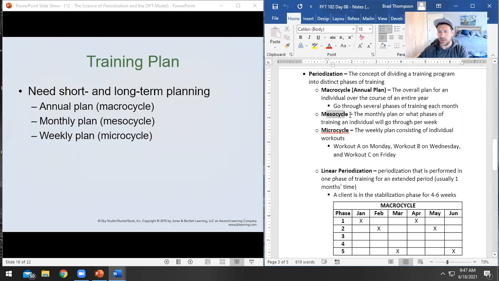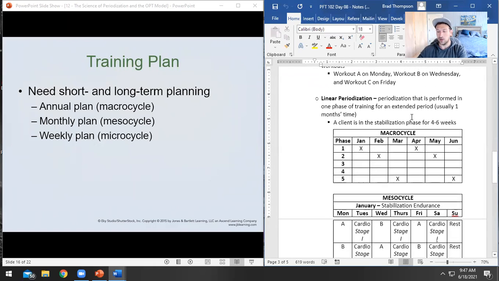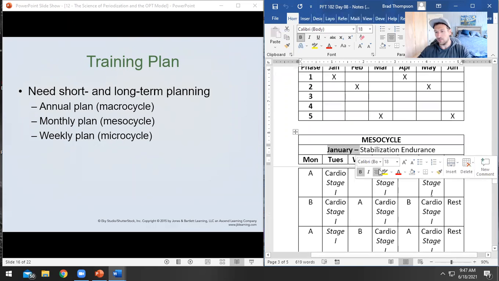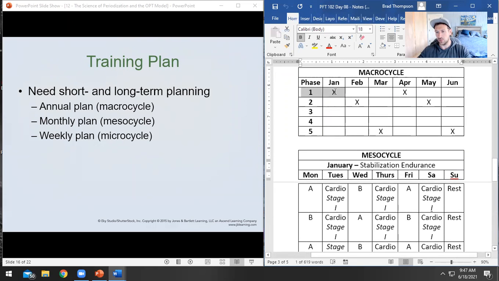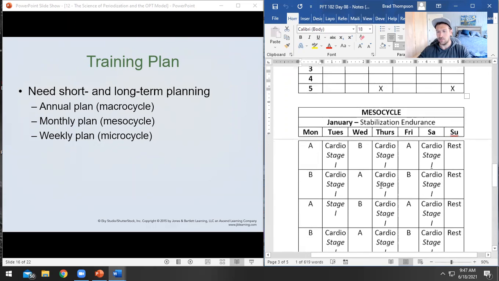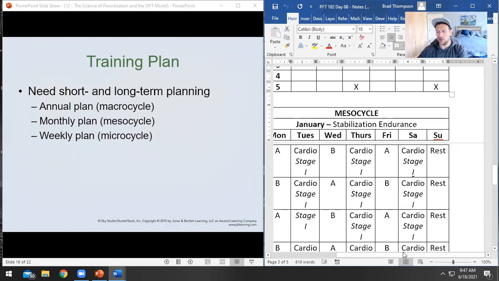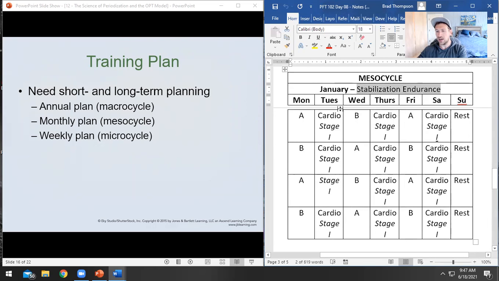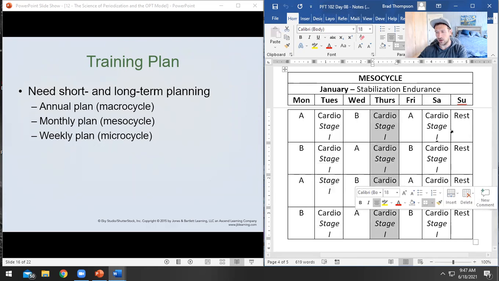Then you've got your mesocycle. It's kind of in the middle. This is your monthly plan, or what phase of training you're going to go through every week. So, for the most part, if we look at our mesocycle here, if our client is in January, which we look up here, January corresponds with phase 1, right? Then I'm going to have them in the stabilization phase for the entire month, which means they're going to get stage 1 cardio on all of their cardio days.